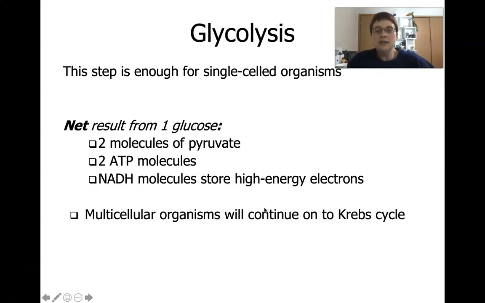Now, multicellular organisms like ourselves, multicellular eukaryotes, are going to keep going. Like I said, this is enough for single cell organisms, prokaryote or eukaryote. But the multicellular organisms are going to take the pyruvate and the NADH and keep going. So that's glycolysis. So now let's take a look at the Krebs cycle.